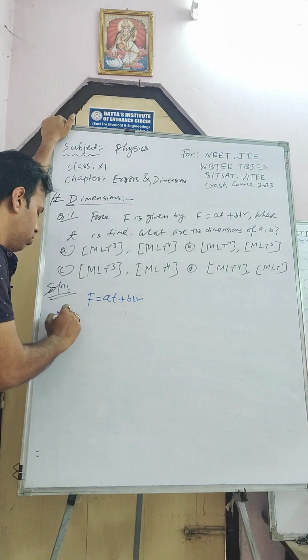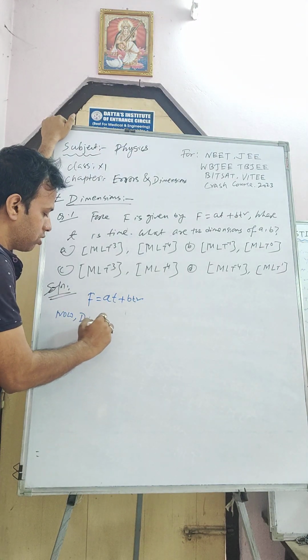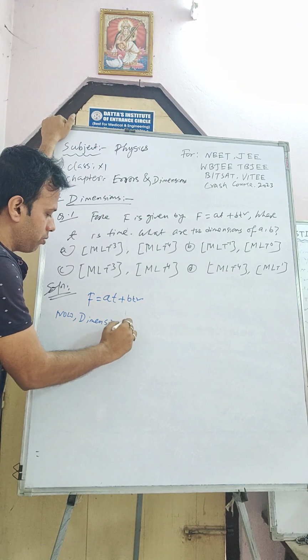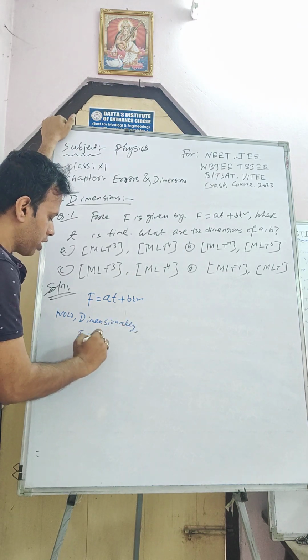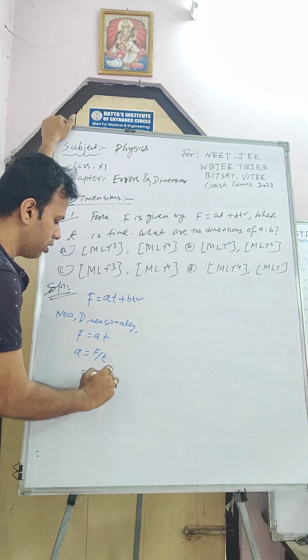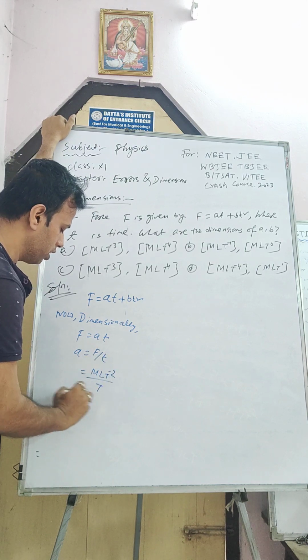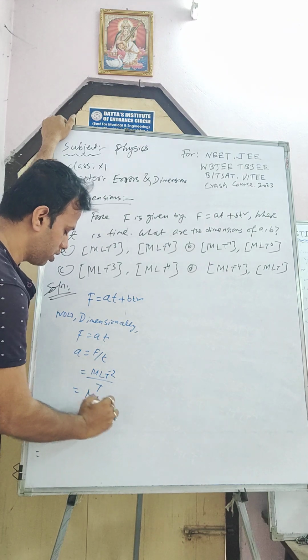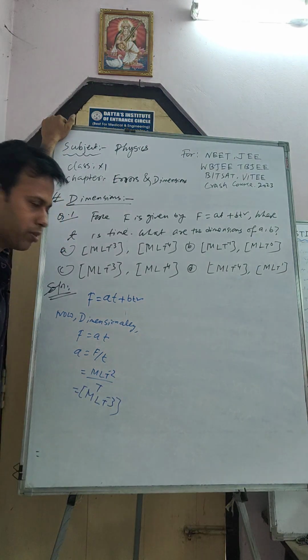Now dimensionally, F equal to a t, so a equal to F by t. F is m L t minus 2, divided by t, so m L t minus 3. So the dimension of a is m L t minus 3.